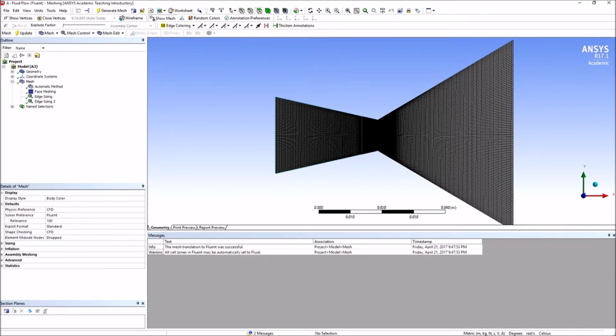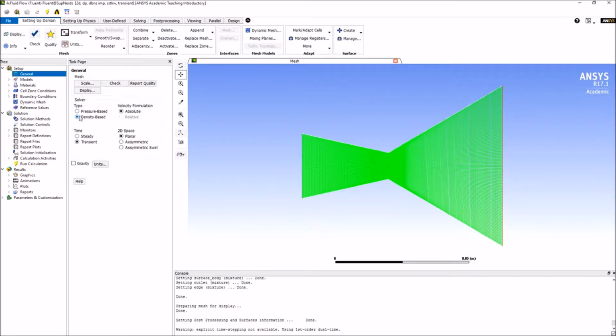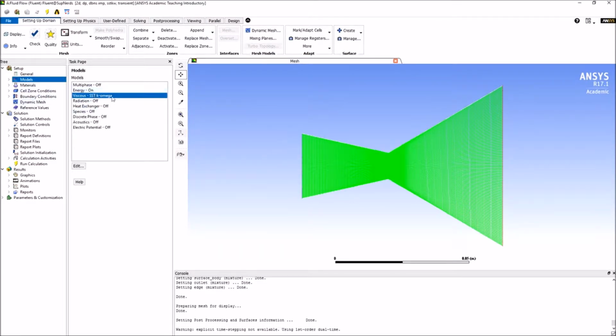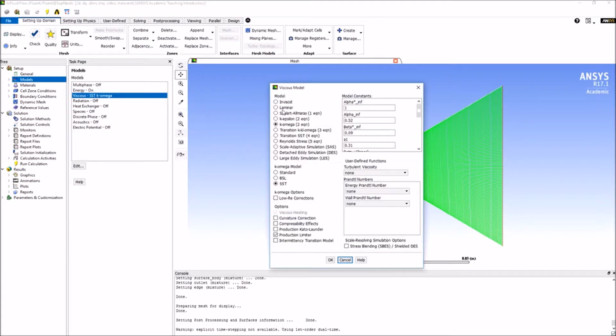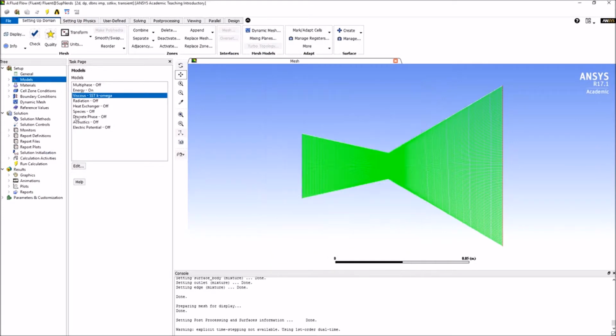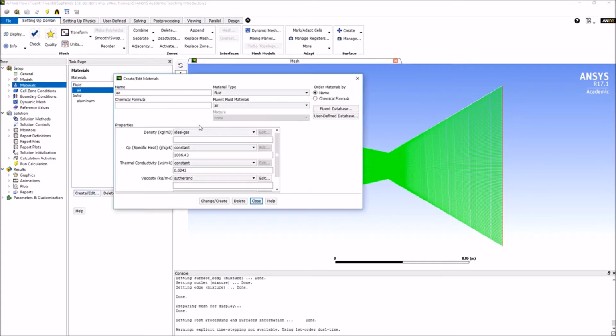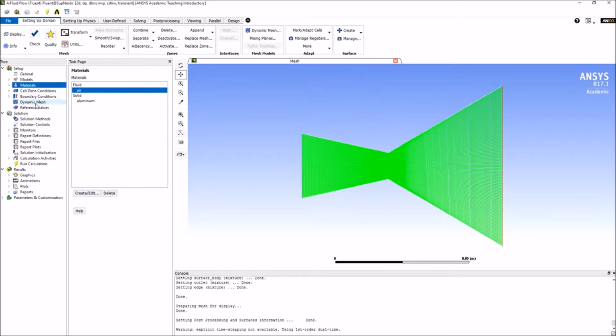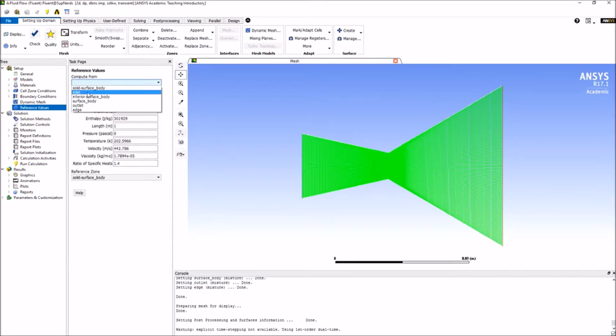So now we can look at how I actually went about setting this up. The overexpanded and the underexpanded nozzles require different setups. Both of them required a density-based solver, but the overexpanded nozzle required transient, while the underexpanded required steady. For the models, I turned the energy on for both of them. My underexpanded was a laminar model, while my overexpanded is a K-omega SST model. My material was air, and I set it to an ideal gas. My reference values I calculated from my inlet.